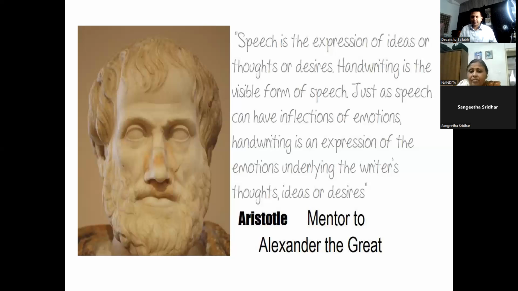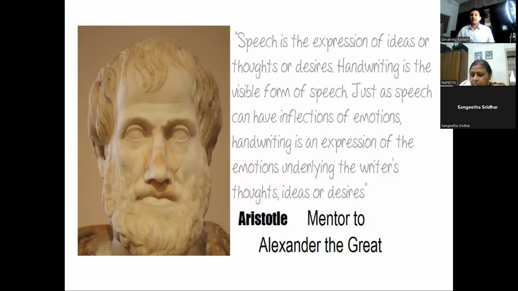Yes, Devansh. So when we talk, we are coming from our mind, and we have thoughts, emotions and desires. So our voice, our tonality, everything expresses not just our words, what our thoughts are, but emotions. Just as how I'm talking right now may express enthusiasm, interest, or passion regarding the subject, similarly, your handwriting is also a visible form of your speech, and it gives the emotions of your thoughts, ideas, and desires.